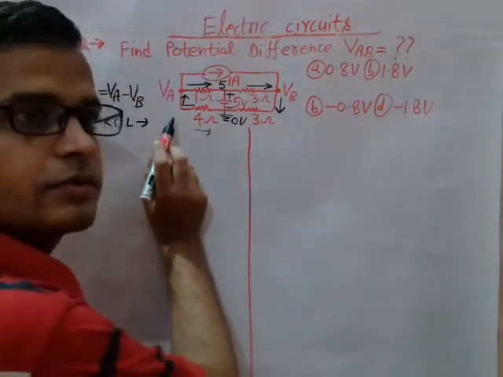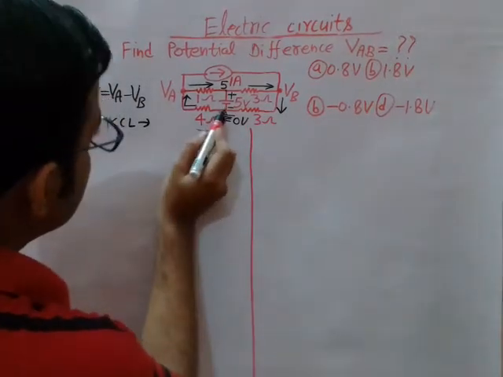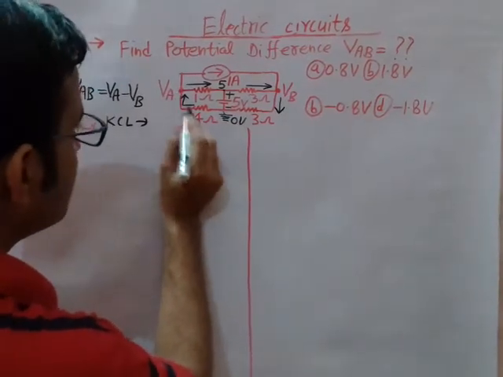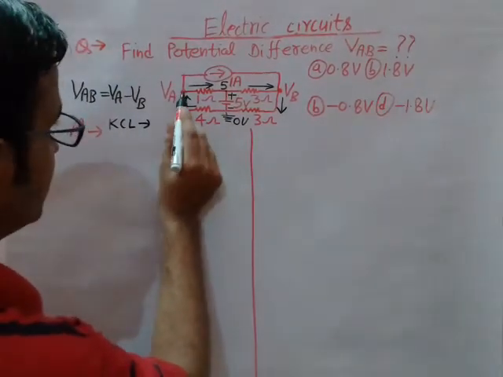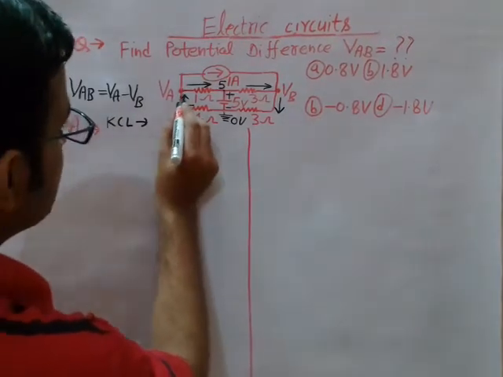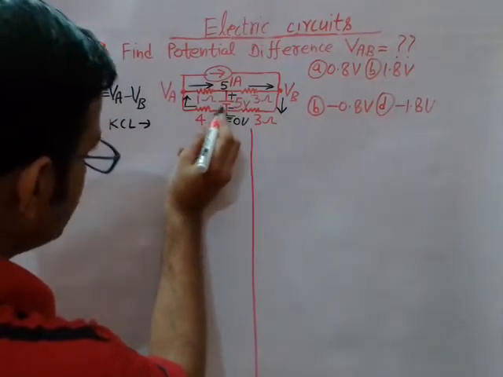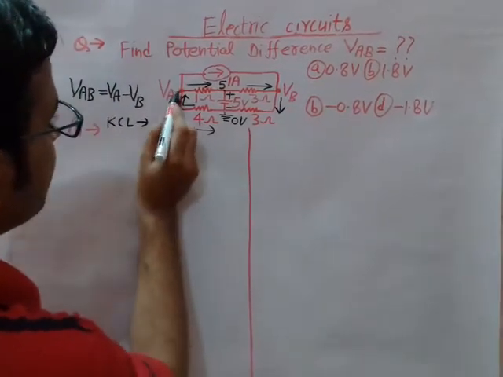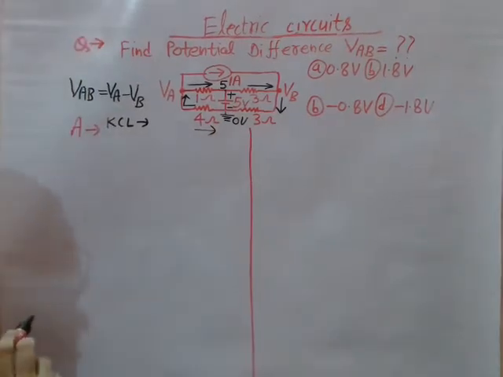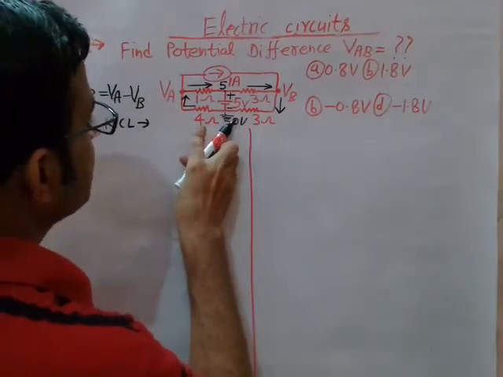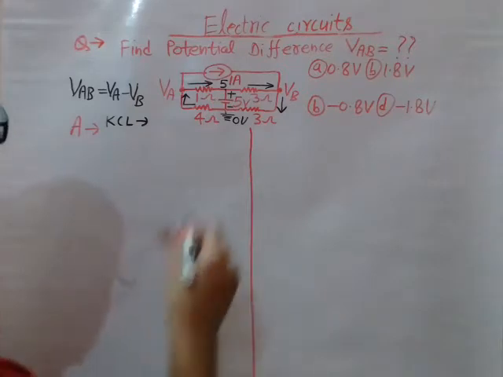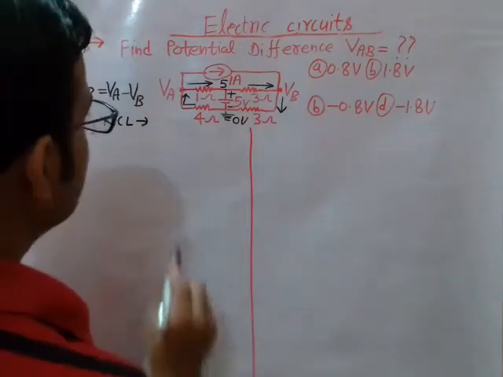Remember, current always flows from high potential to low potential. So if you choose this direction of current, then you will write 0 minus VA divided by 4, that is the current which is flowing in this 4 ohm. If you choose a direction which is opposite to this, then you will write VA minus 0 divided by 4. So likewise you can choose the direction of current and accordingly you will write the KCL. Final answer will come same.